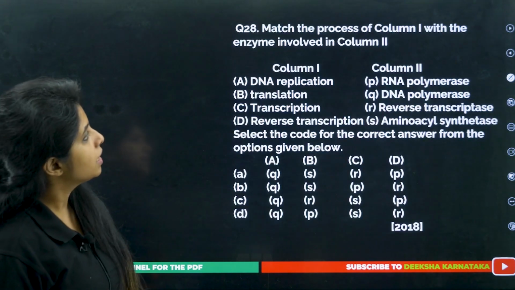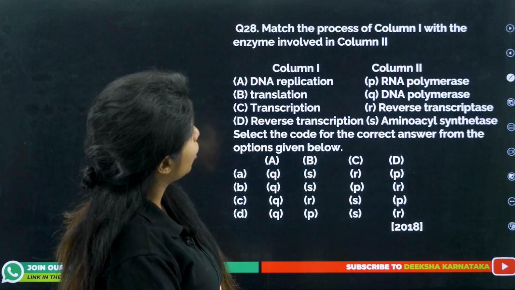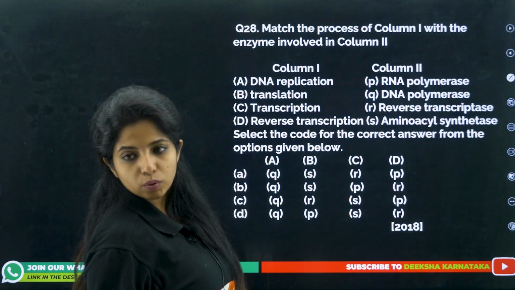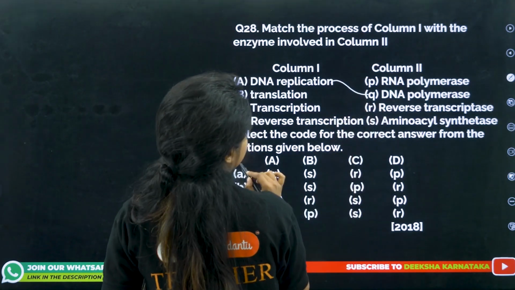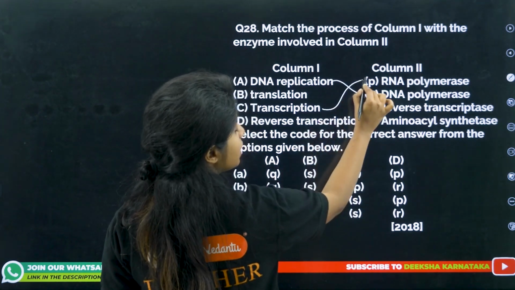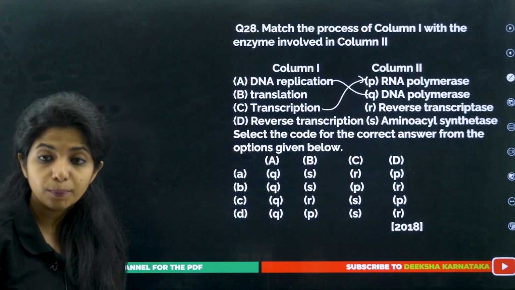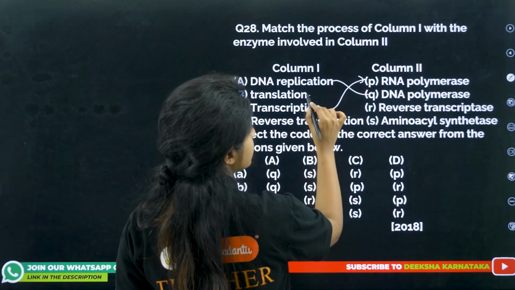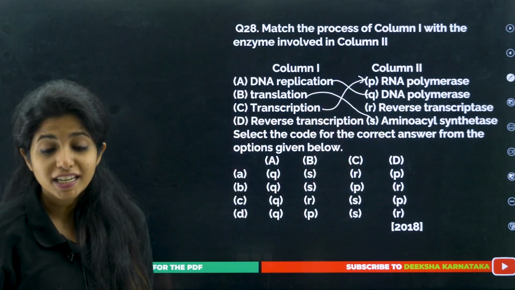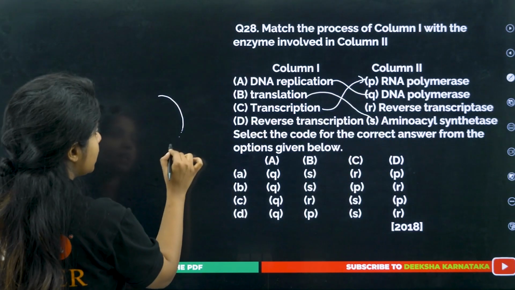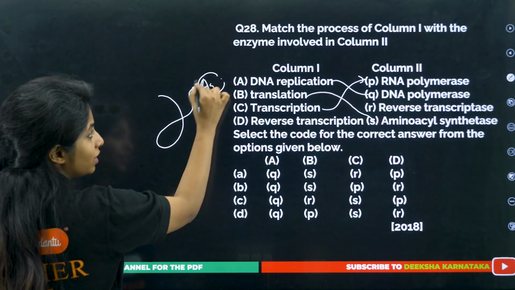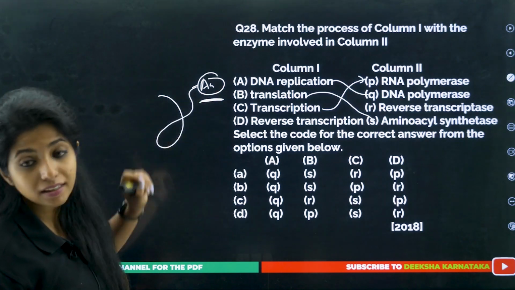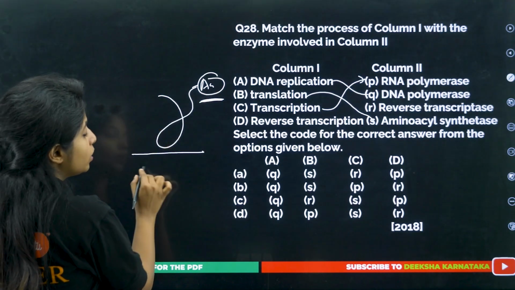Next question. Match the process of column 1 with the enzyme involved in column 2. So, DNA replication needs what? DNA polymerase. Transcription involves RNA polymerase because you are making RNA out of a DNA, right? Translation, you need an enzyme, I told you, amino acyl synthetase for amino acylation. Translation is a process where the tRNA brings in amino acid. For this, it needs amino acyl synthetase for amino acylation, that is for carrying this amino acid.